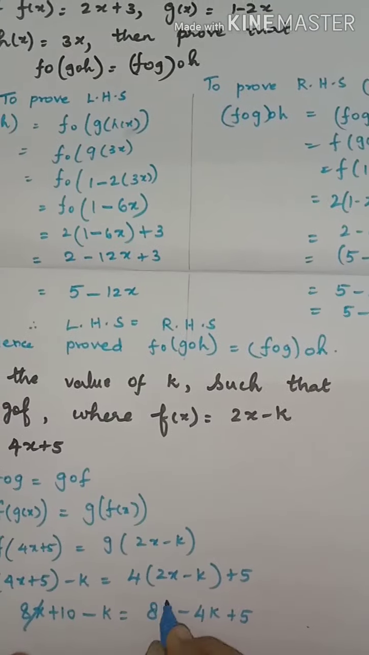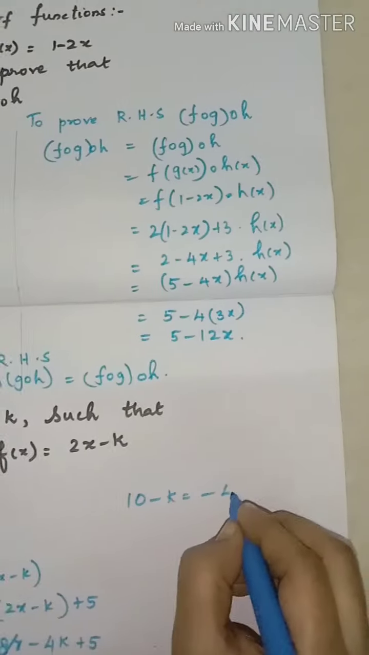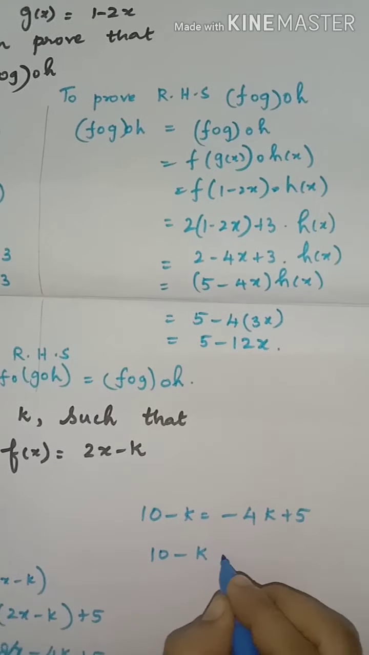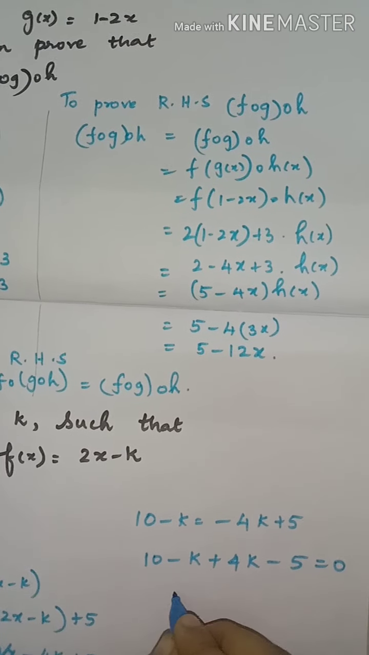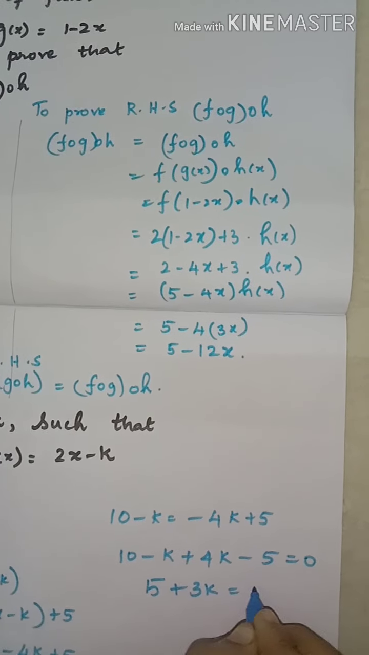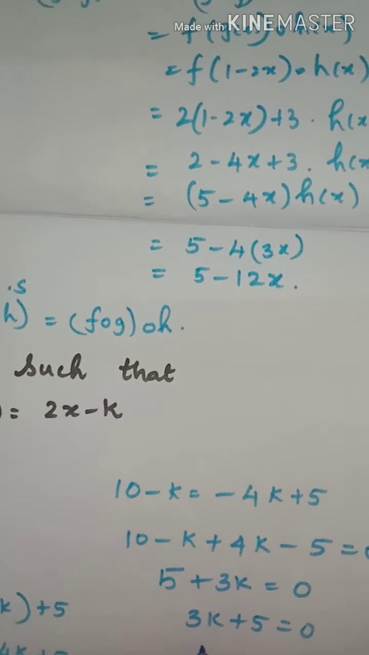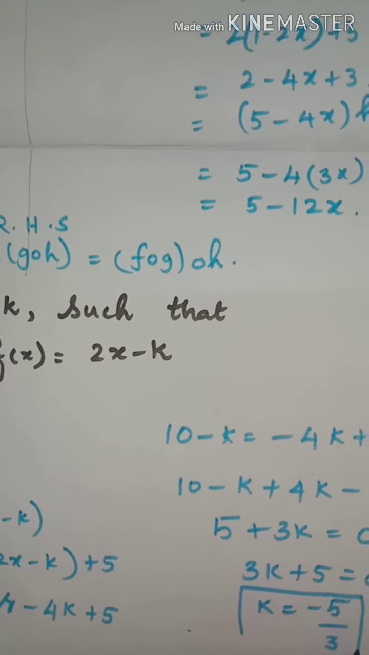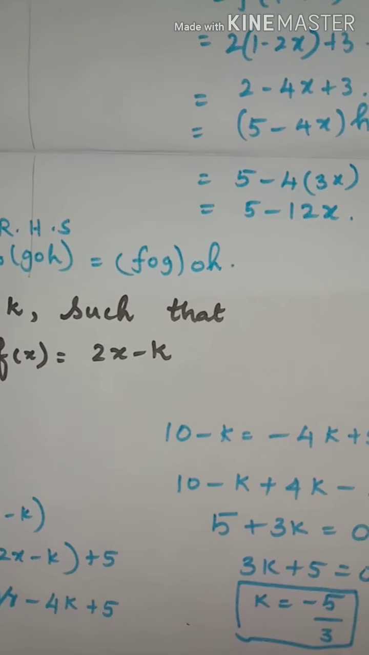So here 8x gets cancelled. You will have 10 - k = -4k + 5. I am taking everything to this side and writing: +4k - 5 - k + 10 = 0. So 5 + 3k = 0. So 3k + 5 = 0 means k = -5/3. So the value we are getting for k is -5/3. Thank you.